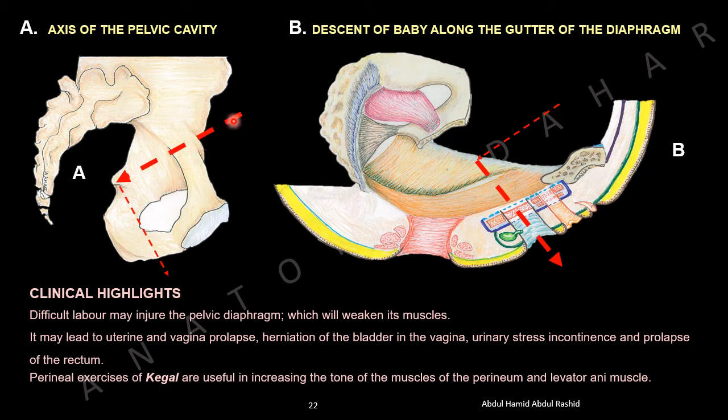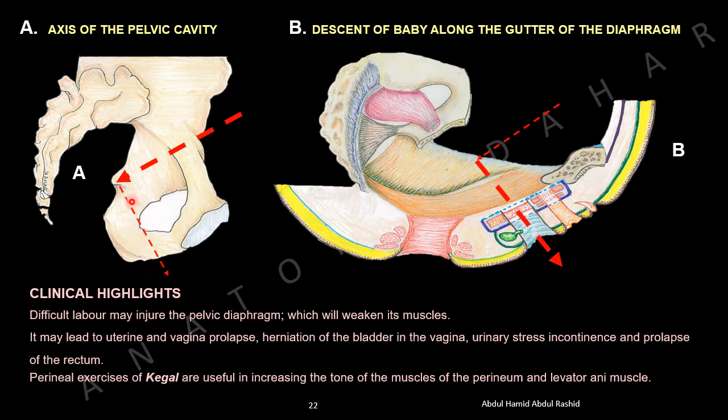So the axis is the line joining the midpoint of the anteroposterior diameter of the inlet, anteroposterior diameter of the cavity, and anteroposterior diameter of the outlet. When you join the midpoints of these diameters, the line will be coming down like this at first, downwards and backwards. By the time it reaches the spine of the ischium, it is coming downwards and forwards. This is the axis of the pelvic cavity, that is true cavity, and along which babies will come down. That means coming downwards and backwards and then downwards and forwards.